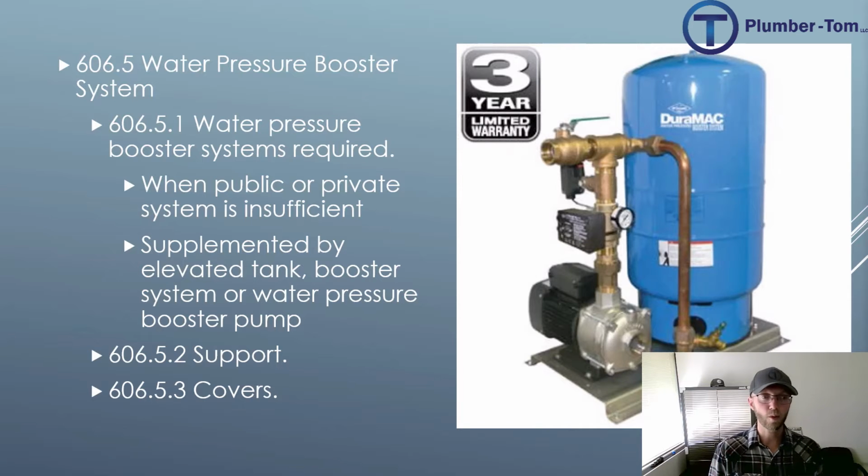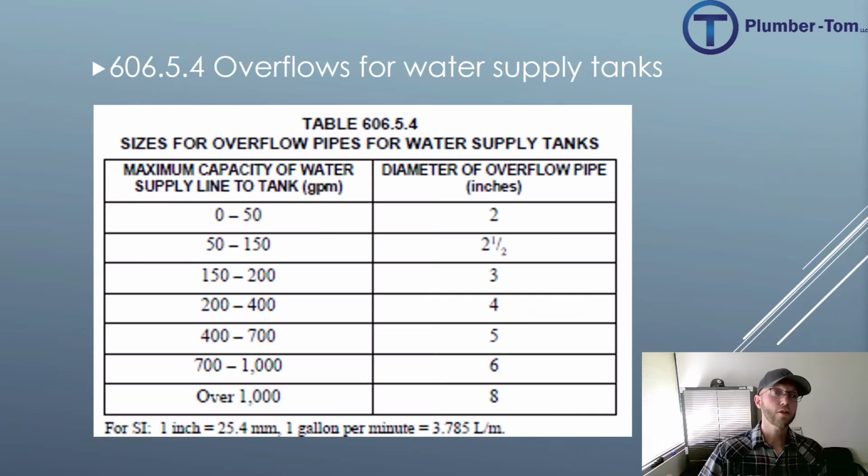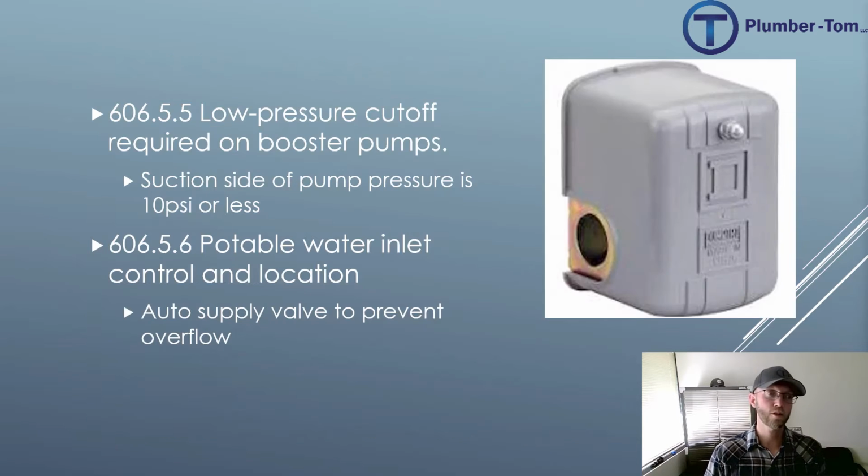606.5.1 talks about the water pressure booster systems that are required. This section details the support, the covers. It also gives overflows for water supply tanks, 606.5.4. So depending on the size of the tank, you're going to have a certain size pipe for the overflow.